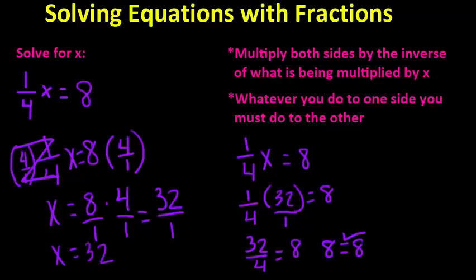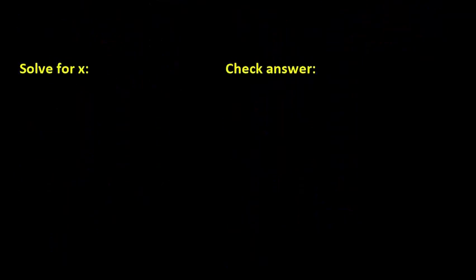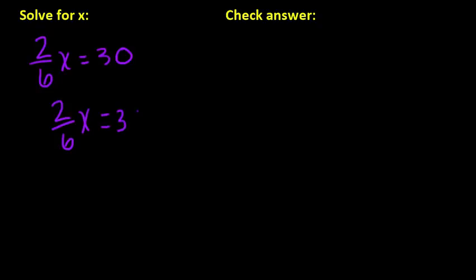So let's do one more example. This problem will be 2/6 x equals 30. Again, we want to multiply the inverse of whatever is being done to x. In this case, x is being multiplied by 2/6. So we want to multiply that by the inverse. The inverse of 2/6 is 6/2. That cancels it out, getting x by itself.